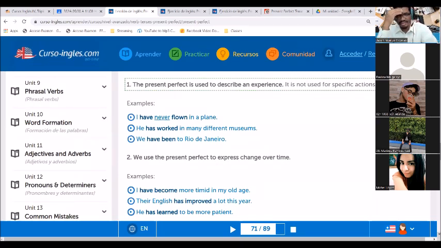We use the present perfect to express change over time. I have become more timid in my old age. Their English has improved a lot this year. He has learned to be more patient. Good.